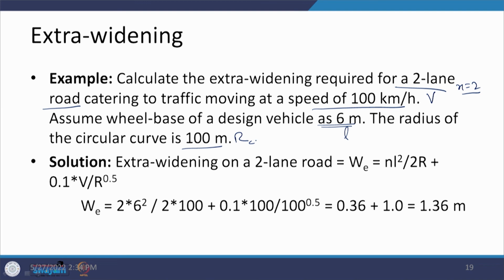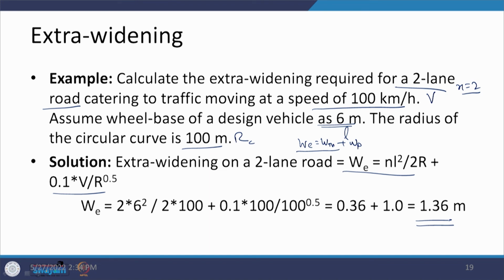Now, when we talk about a 2-lane road, the extra widening is going to be a summation of Wm plus Wp. Both mechanical and psychological extra widening are going to be considered. And when we consider those, the equation is nL square divided by 2R plus 0.1 V divided by the square root of R. When you input the values here, we get 1.36 meters.